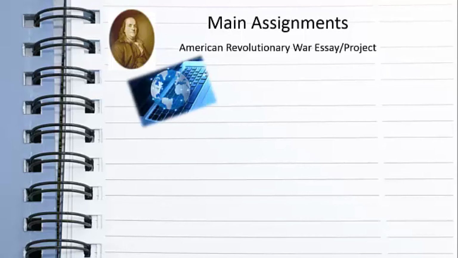Lastly, students will complete the American Revolutionary War essay/project. Students each will choose a famous person from the Revolutionary War era, such as Benjamin Franklin. They will have to research their person using any reading sources that we have available, as well as the classroom notes and internet. They must create an expository essay.